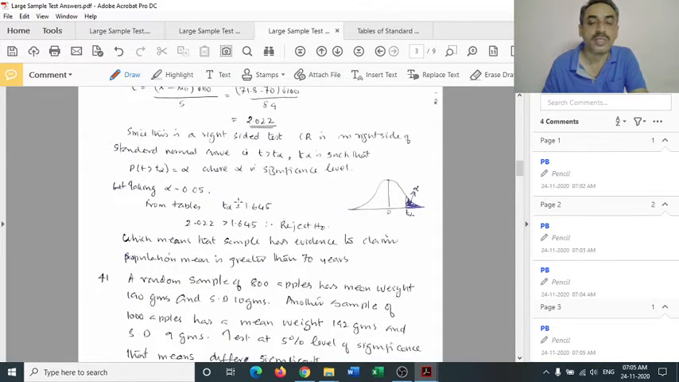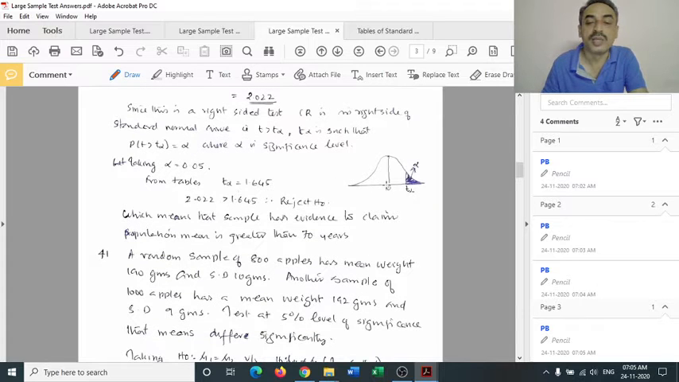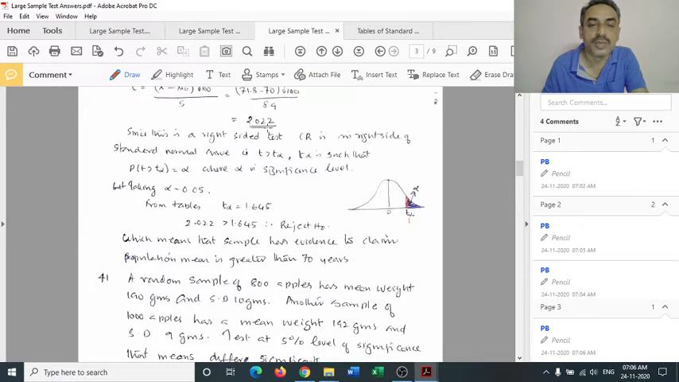Now the test is right-sided, therefore the critical region will appear on the right side. Alpha is 0.05, and T alpha is 1.645. So this is the position of 1.645, where the shading will start, from 1.645 to infinity. But see that the value calculated from the sample, 2.022, will appear on the right side.